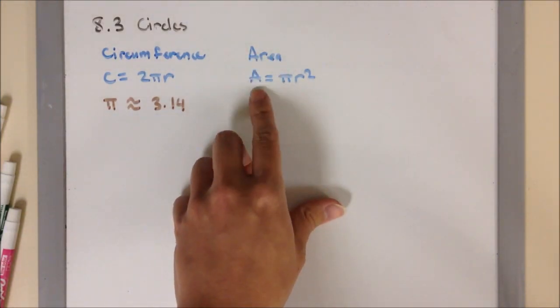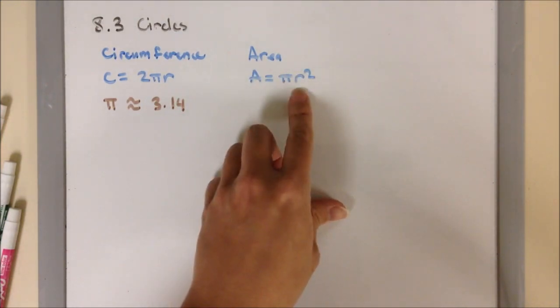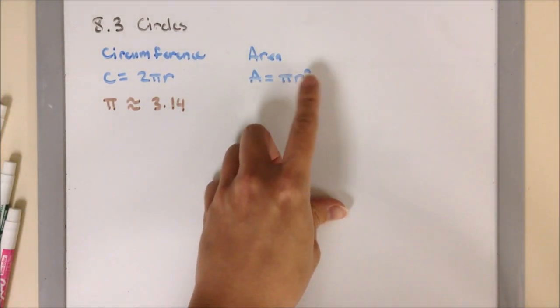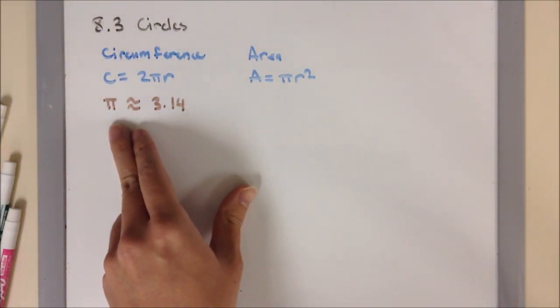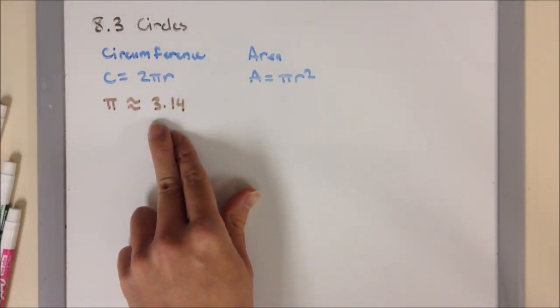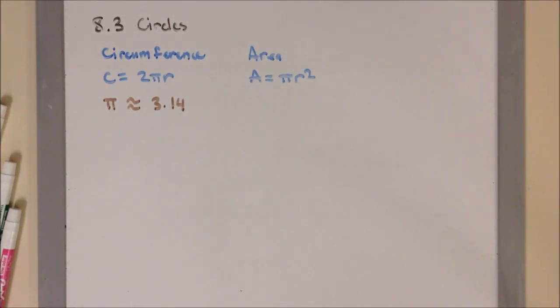Area, we're going to use A to represent area. Area equals pi times r squared. So our radius is squared. Now, here I illustrate that pi is approximately 3.14. So whenever you see pi and you have to work with pi, you're going to use the value 3.14.